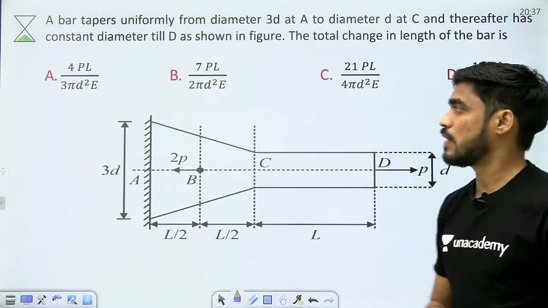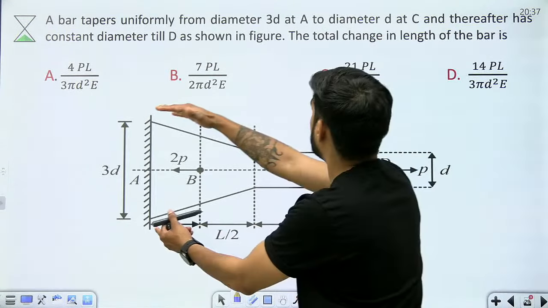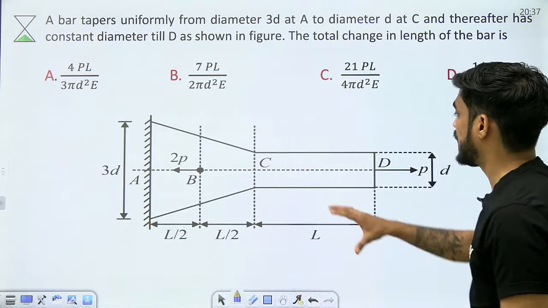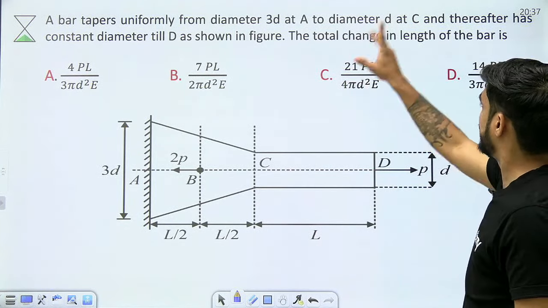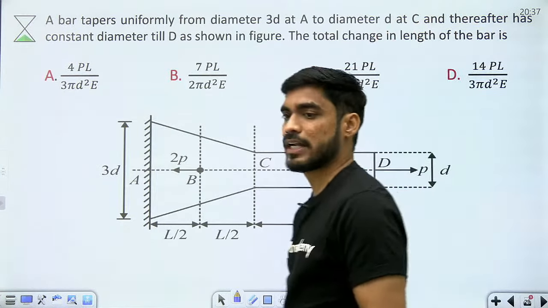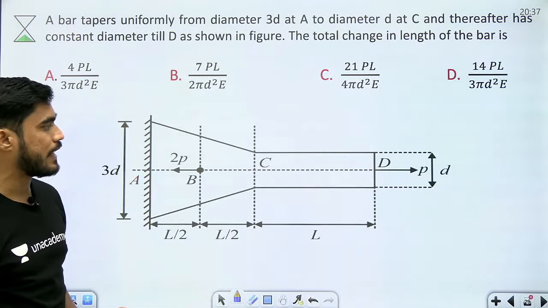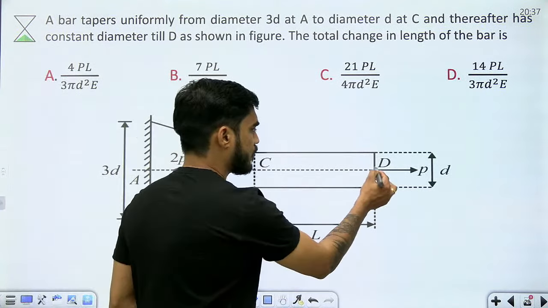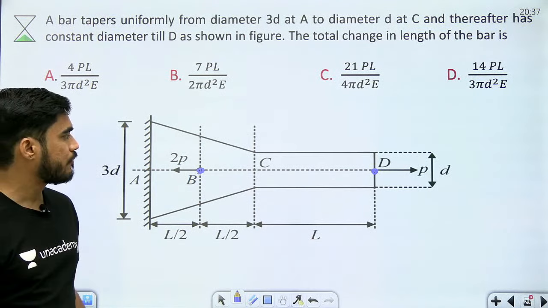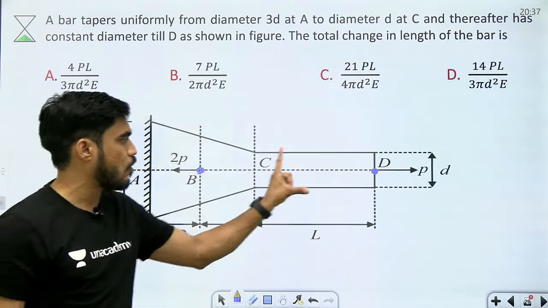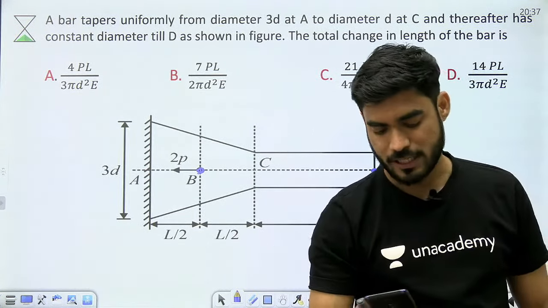Okay, let's solve this question. A bar tapers uniformly from diameter 3D at A to diameter D at C, and then it is constant up to D. You need to find the total change in length of this bar, beta. There are two forces, one here and one here. The bar is made of a tapered cross section, then a constant cross section. So calculate what will be the total change in length.